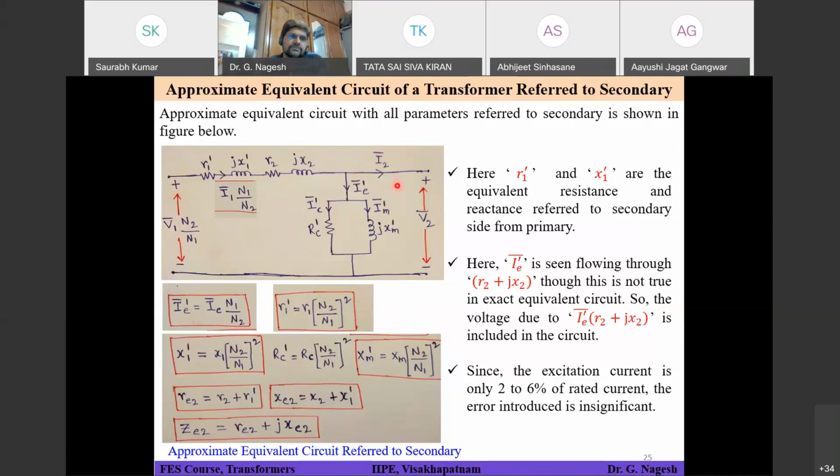So secondary current is 430 amperes, and the excitation current will be 2 to 6% of that. So 2 to 6% of that is how much? 8 amperes. Okay, 8 or 10, whatever it may be. Let's consider 5%. 5% of 430 amperes, how much? 10% will be something like 43, so 5% will be 21.